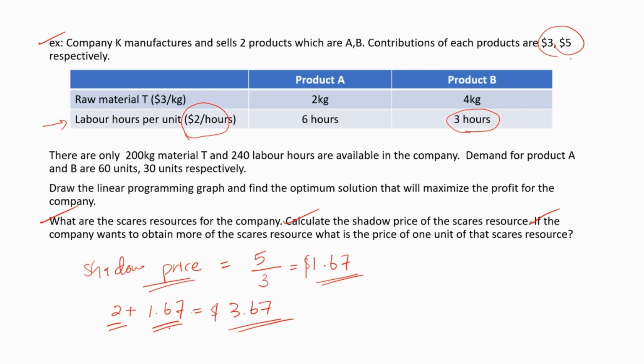1.67 extra in order to obtain that labor hour. So the total price they are going to pay is 3.67. Any value below this 3.67 is acceptable because it will lower the cost to the company. 1.67 is the highest premium that the business is willing to pay. They are not willing to pay above this amount.